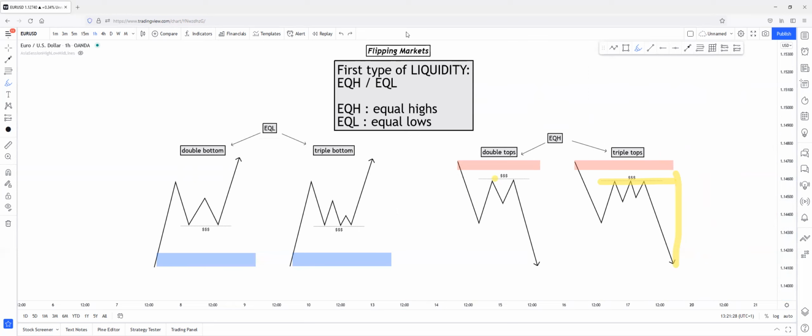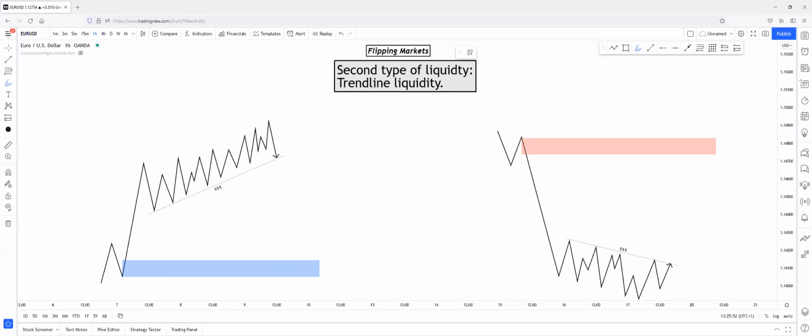Okay, let's hop into the next scenario. Okay, that's your second type of liquidity, which is the trendline liquidity.